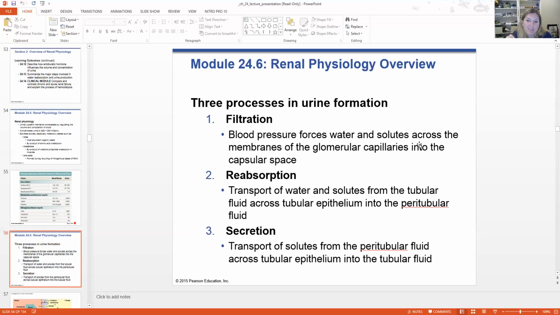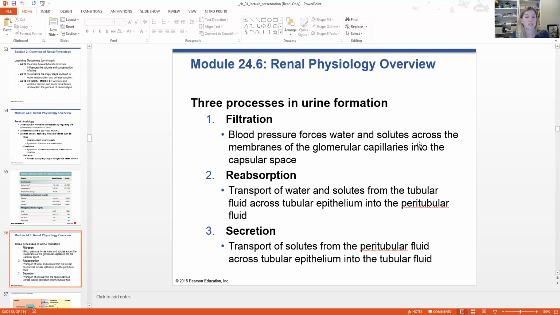Notice the word here on this slide. It says tubular fluid and peritubular fluid. Ooh, don't get mixed up in your terminology. The tubular fluid is the filtrate. Tubular fluid is the pre-urine. Peritubular fluid is the interstitial space around our nephron and around our peritubular capillaries. So it's not in the blood. It's in the space that's not in the nephron and it's not in the blood yet.